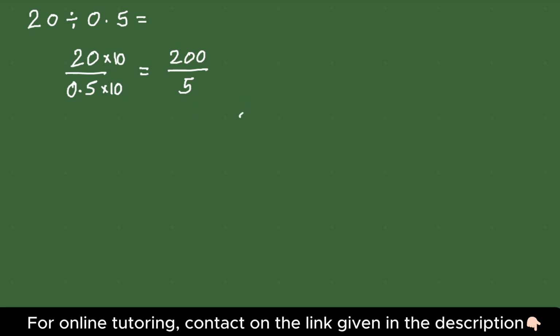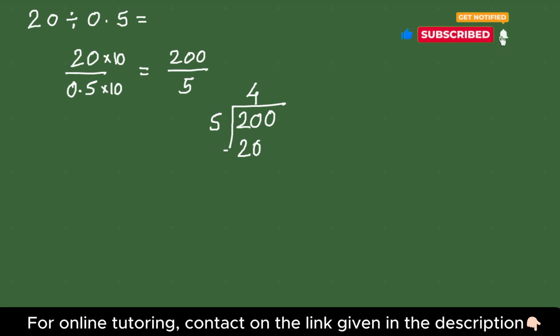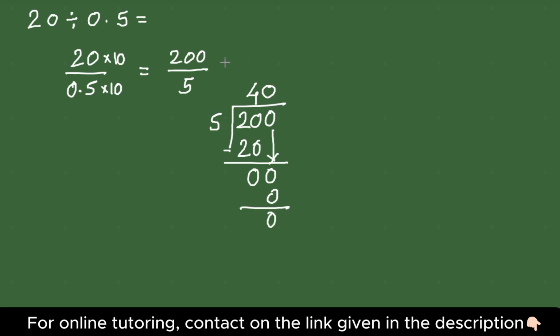Now let us perform a long division. So 200 divided by 5. 5 goes 4 times into 20 and 5 times 4 is 20. 20 minus 20 is 0. Bring down this 0. 5 times 0 is 0. So our answer is 40.